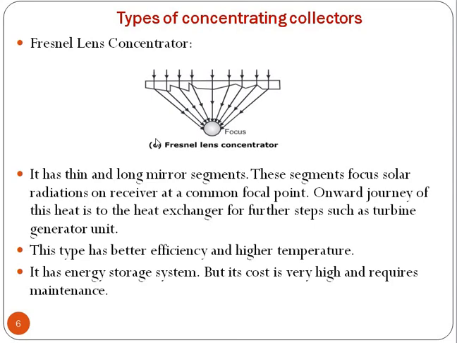In the Fresnel lens concentrator shown in the diagram here, all the radiations are concentrated by the Fresnel mirror at the common focal point, and the absorber is kept at the focal axis. Heat exchange takes place between the absorber and the working fluid, and it is impinged on the turbine generator set. Generally, the efficiency is good and temperatures attained are higher, and it requires an energy storage system. For that purpose, cost is very high and it also requires maintenance.